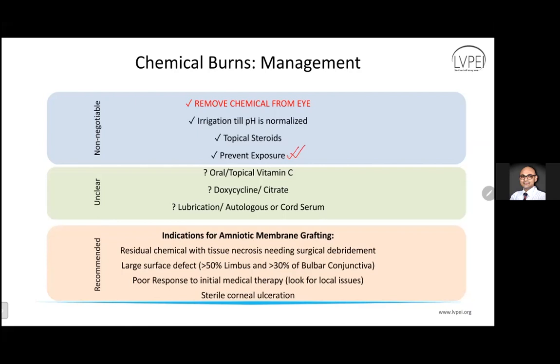It is unclear whether oral or topical vitamin C helps. There is a certain amount of evidence in the literature which says that it helps because vitamin C is a cofactor in collagen synthesis, and one of the things that you're trying to prevent is corneal stromal melting, which is essentially collagen. The same goes for doxycycline or other tetracyclines and citrates. And then the role of intense lubrication after irrigation has been done is also uncertain. But of all of these things, lubrication is easy and inexpensive, and therefore I don't think that there is any harm. But you have to understand that this is not the mainstay of treatment.